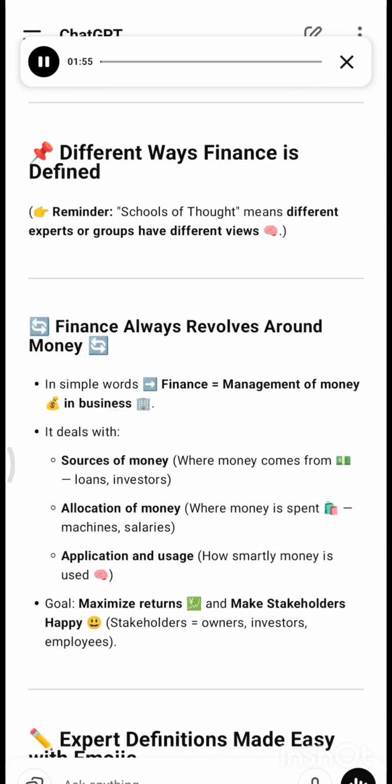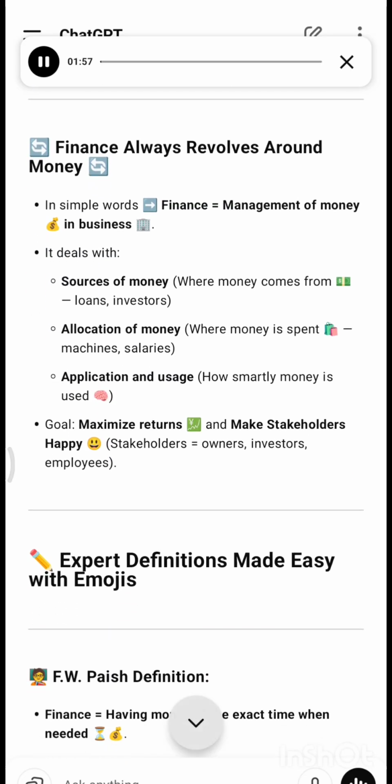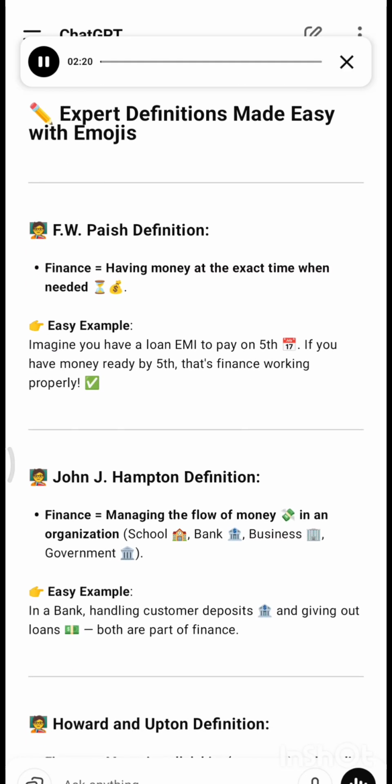Finance always revolves around money. In simple words, finance equals management of money in business. It deals with sources of money, where money comes from: loans, investors. Allocation of money, where money is spent: machines, salaries. Application and usage, how smartly money is used. Goal: maximize returns and make stakeholders happy.